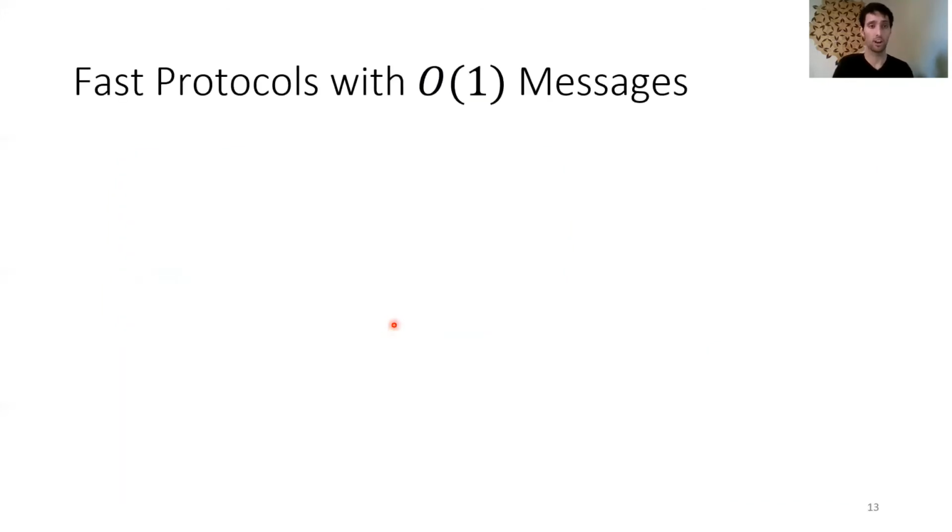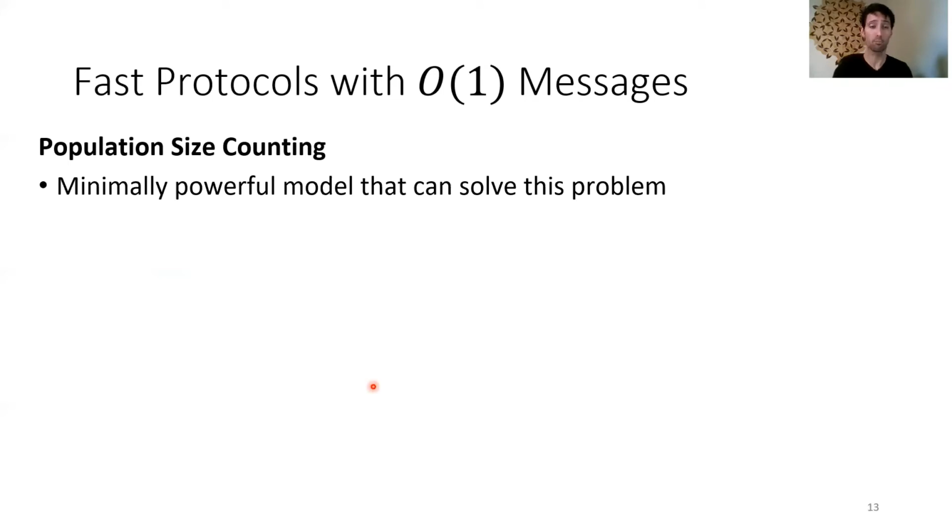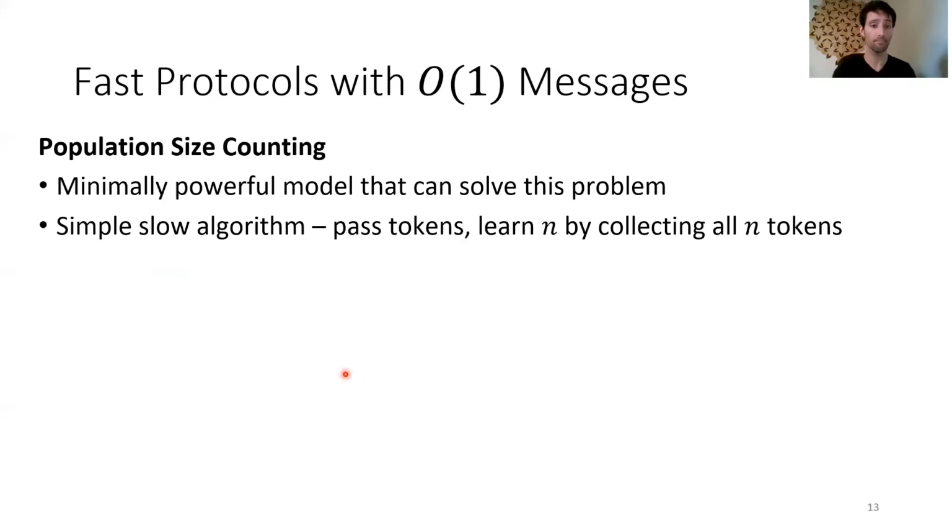The next thing we consider are now fast protocols. So here we focus on protocols that have sublinear, preferably polylogarithmic convergence time. The first problem we consider is population size counting. It's a very natural problem for our model, since our model has the minimal power necessary to actually solve the problem. It's worth noting too that there is a simple slow algorithm involving token passing. Every agent can start with one token, and they can pass tokens to other agents. Eventually, after enough time, some agent will collect all n tokens and thus know the population size.